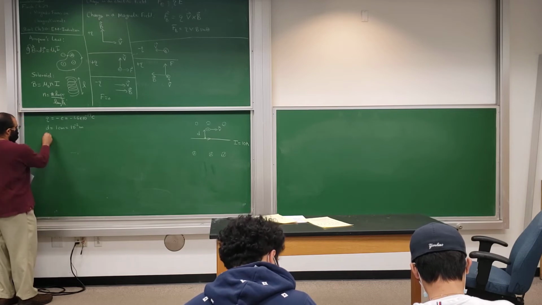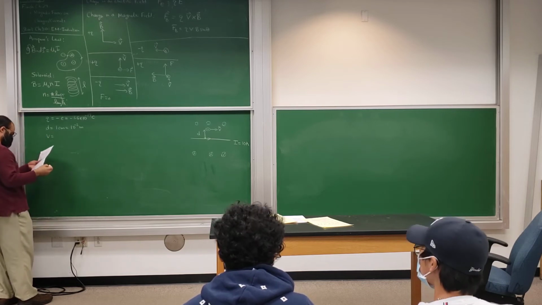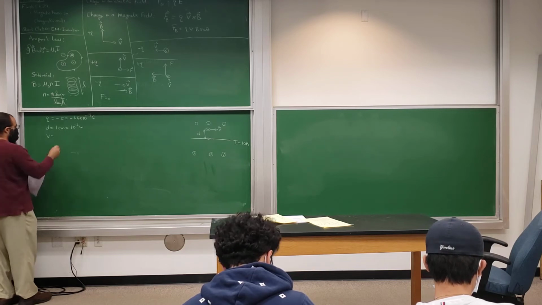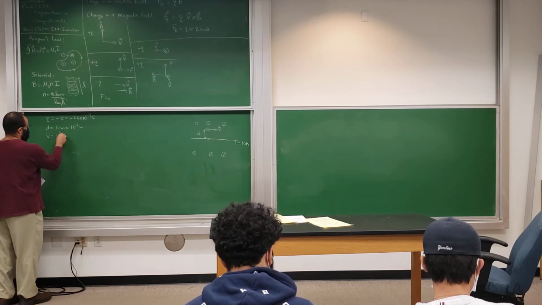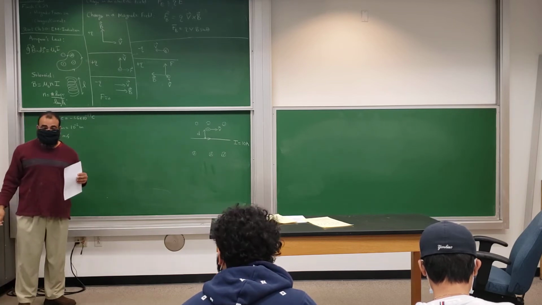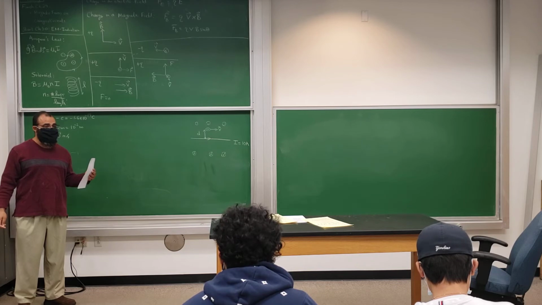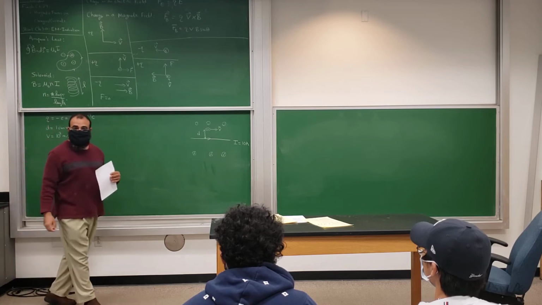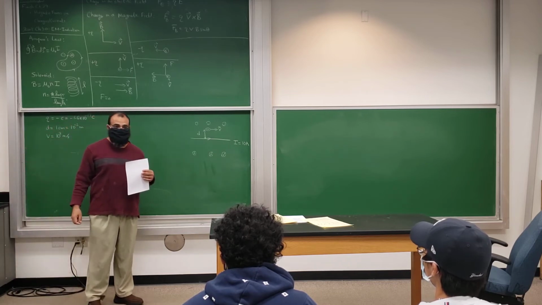The velocity of this electron is 10 to the 7 meters per second. And you probably know what the question will be. What do you think it's going to be? We can find the magnetic field, and then ultimately we want the magnetic force.